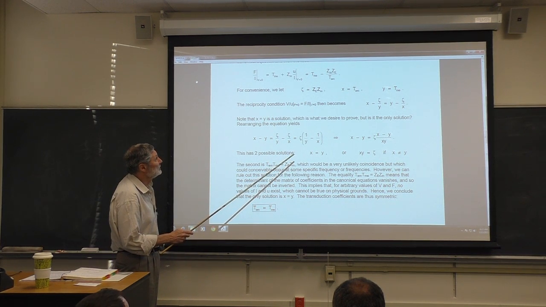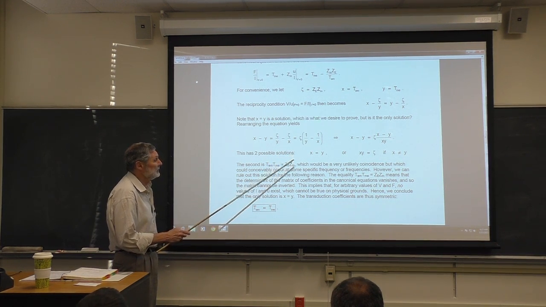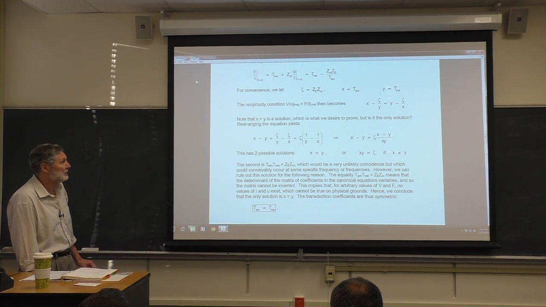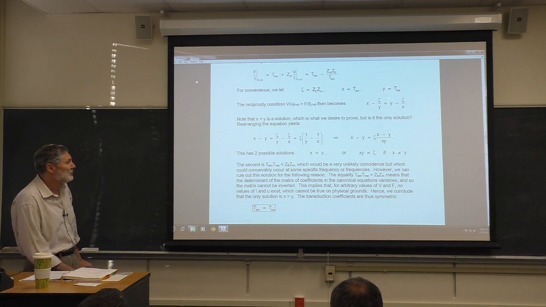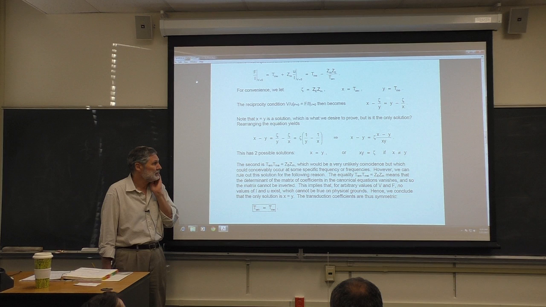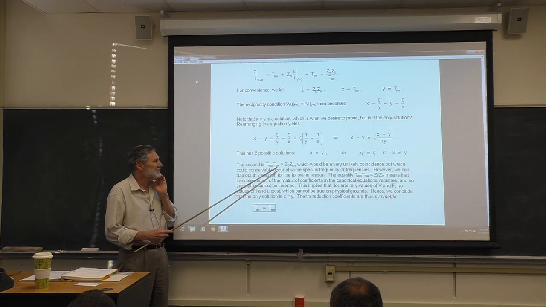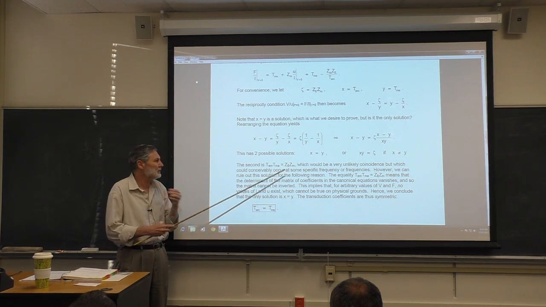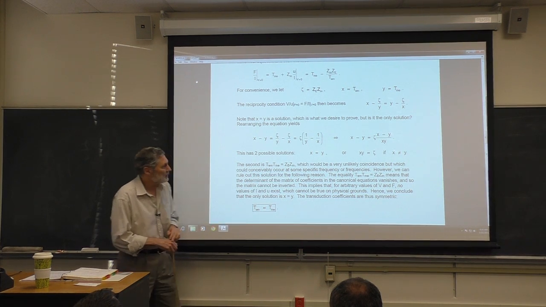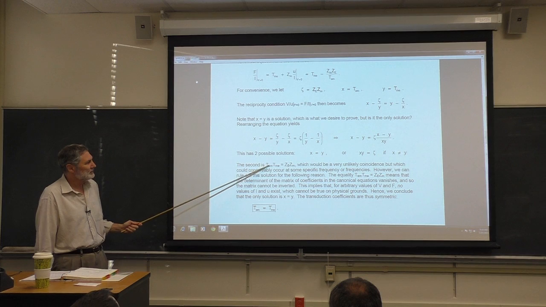One possible solution to have a reciprocal transducer is to have TME equal to TEM. But there's another possibility that if this is true, it's going to be reciprocal. However, this is no good. I remember I was really disappointed at this point, and I started to think about it. Look at this.